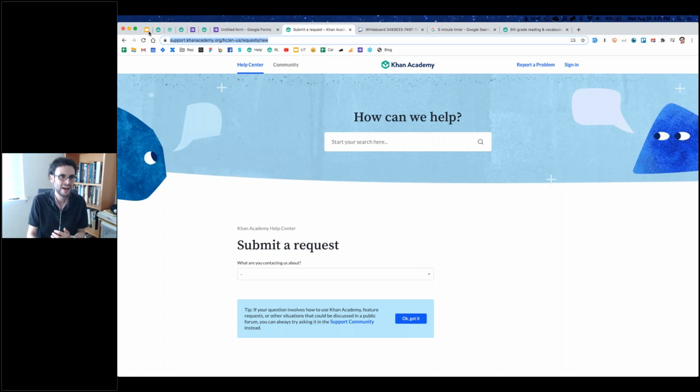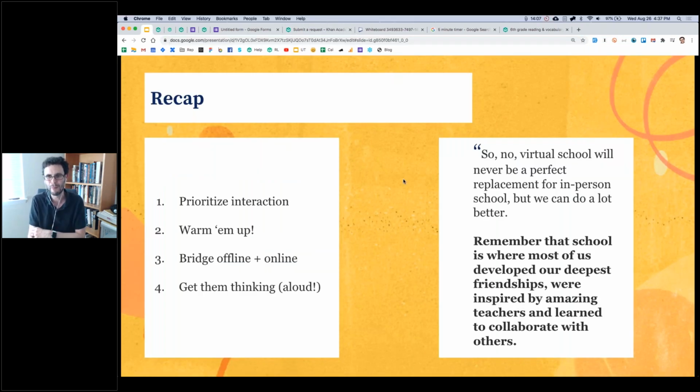That being said, I want to close with something that I really like that Sal mentioned in his op-ed, which is, what is the point of school at the end of the day? Yes, it's about academics. Yes, it's about learning and growth and all that good stuff. But it's also where we learn how to be effective members of society, where we develop those first friendships, where we get inspired to take on big things.